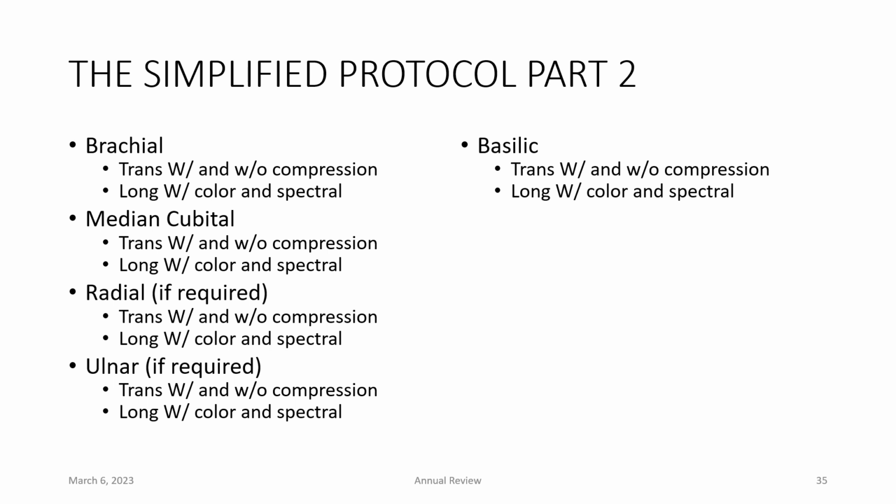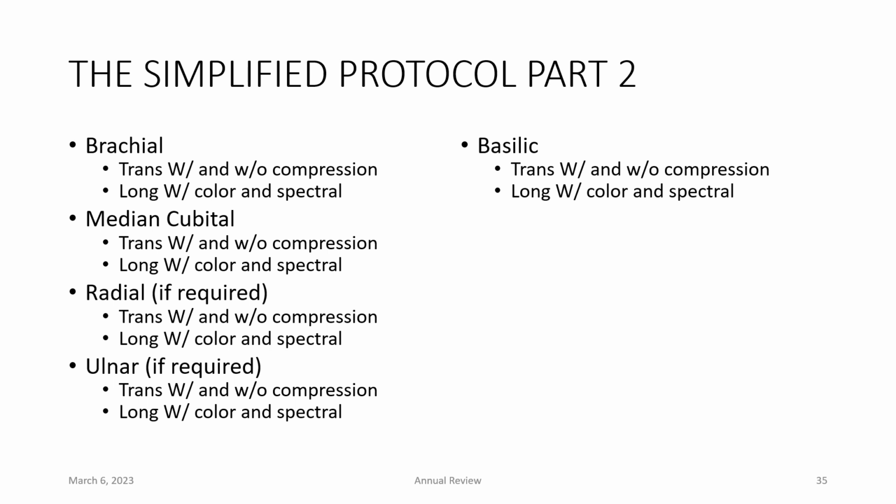You'll also want to assess it in long B mode, in long with color, and in long with spectral at proximal, mid, and distal. Sometimes augmentation may be required to get these to fill. Ulnar, again, you're going to go now to the medial wrist, and you're going to assess the ulnar if required in trans B mode with and without compression, compressing every 2 to 3 centimeters in proximal, mid, and distal, and then assessing in long with color, and in long with spectral at proximal, mid, distal.